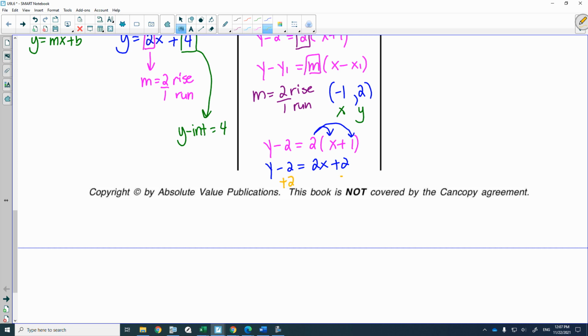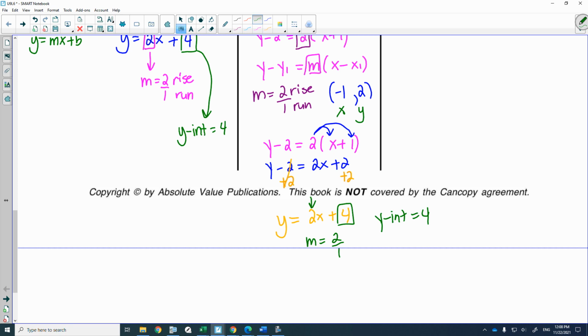So add 2 and add 2. Y is now isolated and it is positive. Now you have 2x plus 4, and hopefully you say to yourself, oh, now I'm in the form y is equal to mx plus b. So there was the slope. And if you couldn't remember your point, that's fine as long as you know that this was the y-intercept, right? Y-intercept is equal to 4.